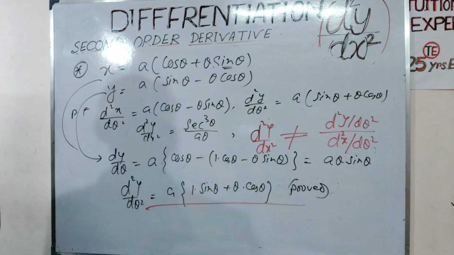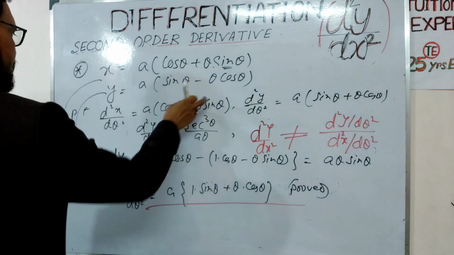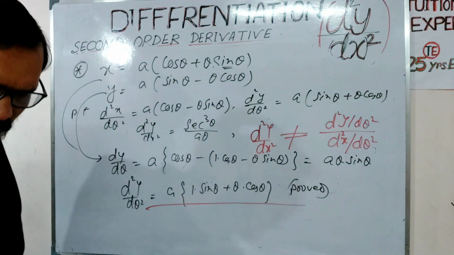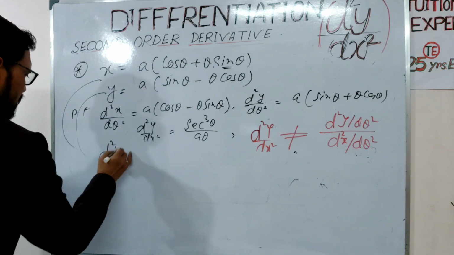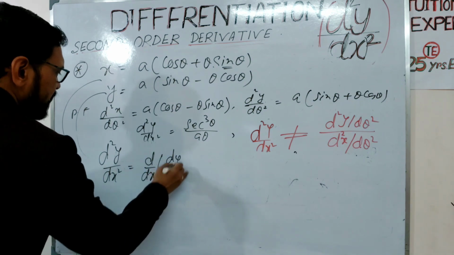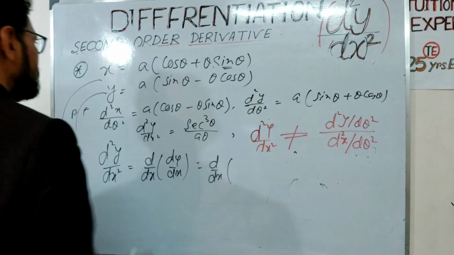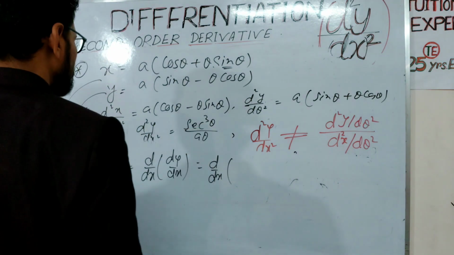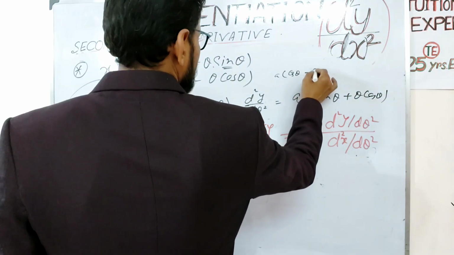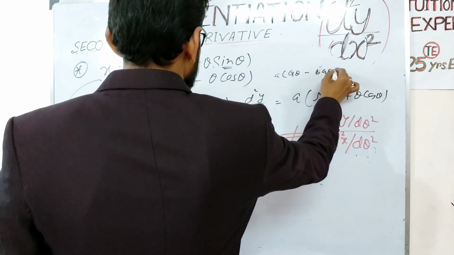Now we cannot divide this by this to get d2y by dx square. So now d2y by dx square is d by dx of dy by dx. We know that. What is dy by dx? dy by dx equal to minus minus theta. It is 1 cos theta plus theta sin theta.